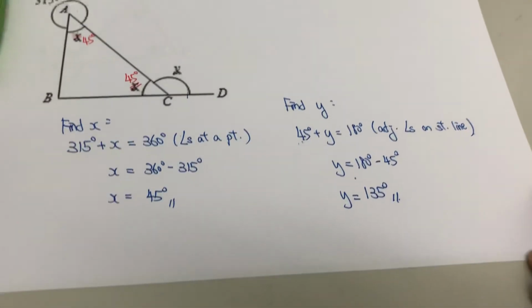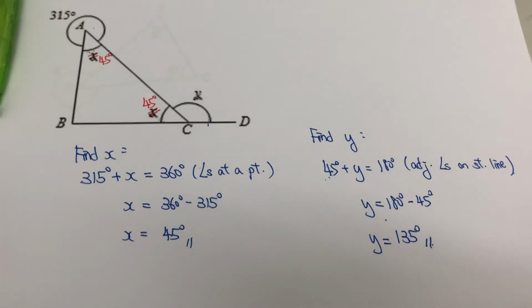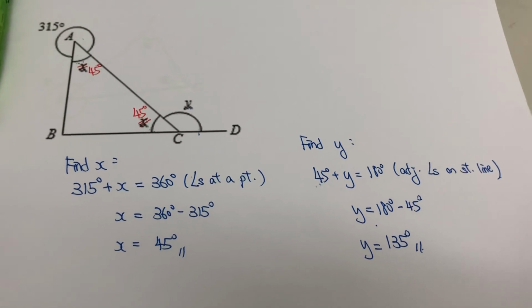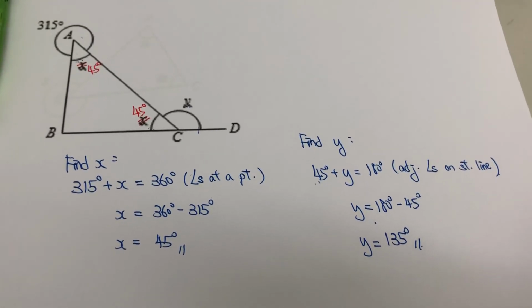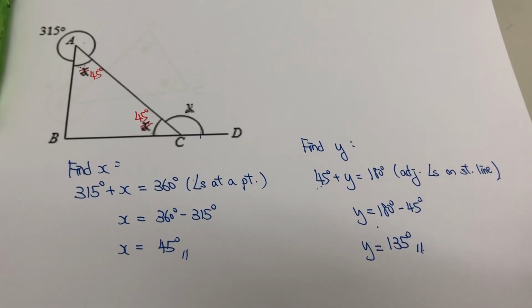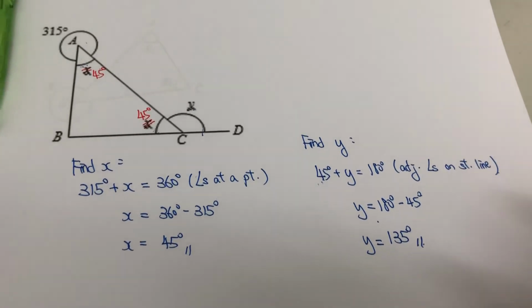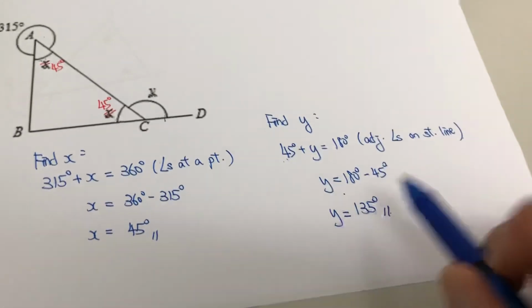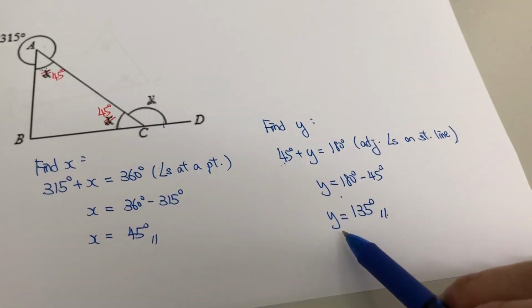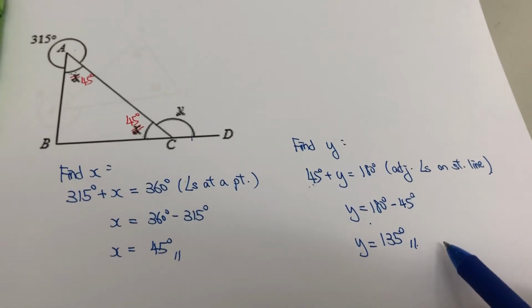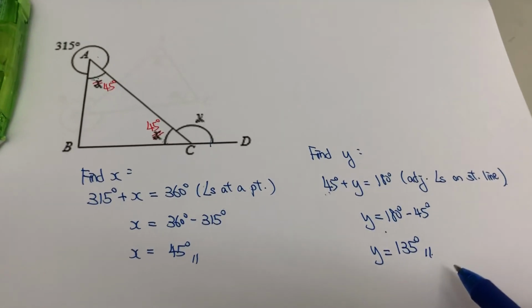So the problem is solved. Okay? So this is the third very important theorem. After adjacent angles on straight line, after angles at a point, we have this one. This one is what? The third one is angle sum of triangle. If you have any more questions, please let me know.